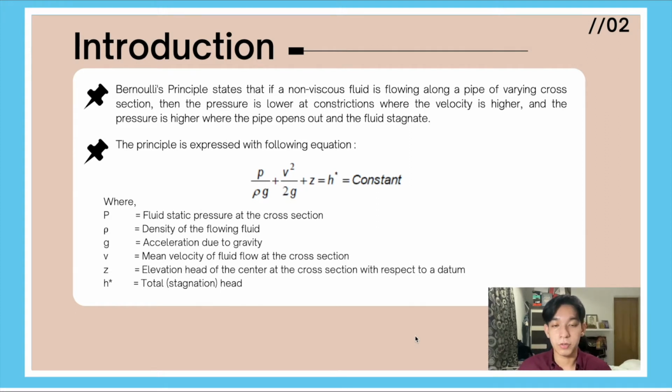P is the fluid static pressure at the cross-section, rho is the density of the flowing fluid, g is the acceleration due to gravity, V is the mean velocity of fluid flow at the cross-section, z is the elevation head of the center of the cross-section with respect to a datum, and H* is the total stagnation head.